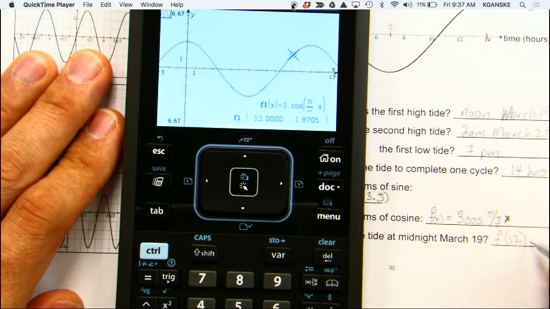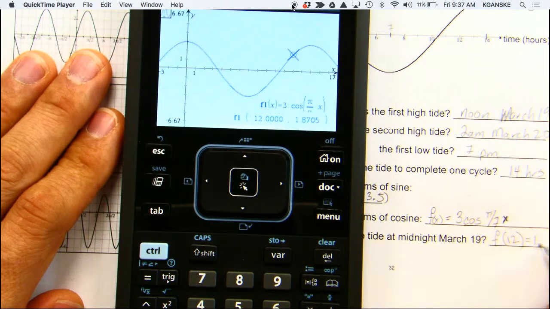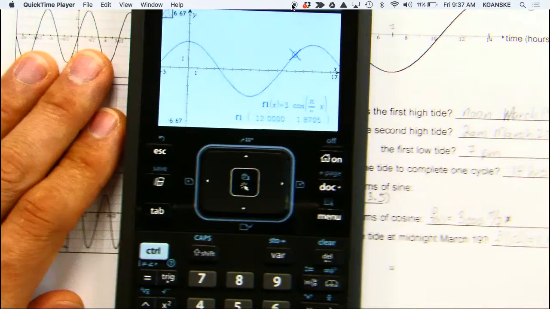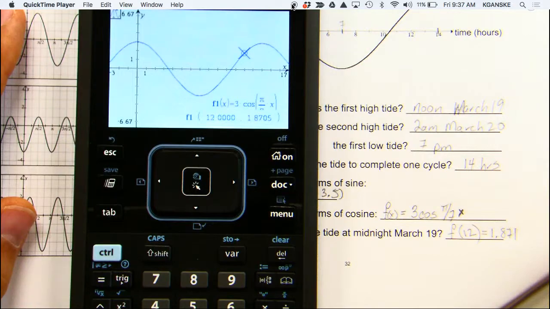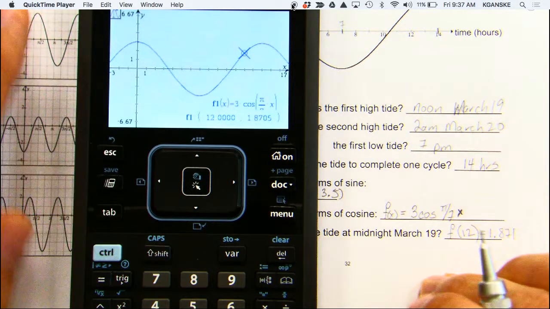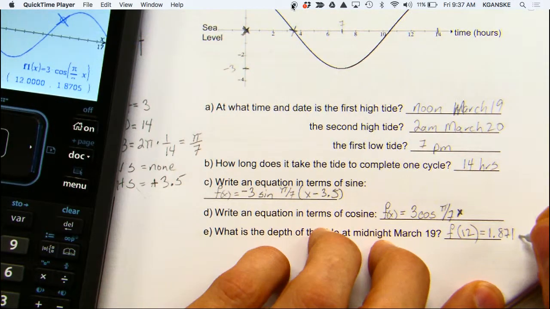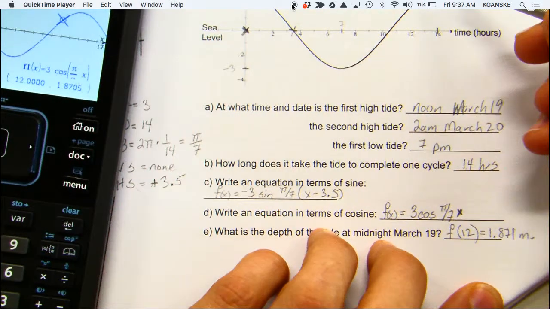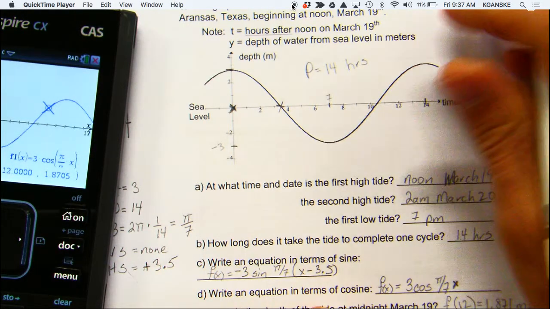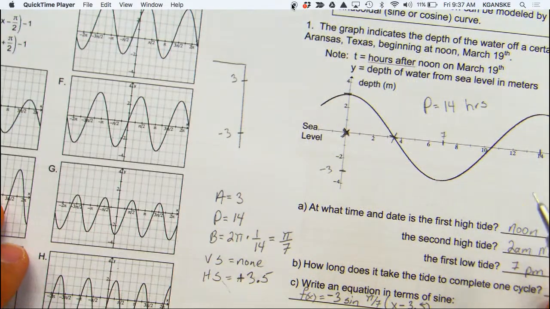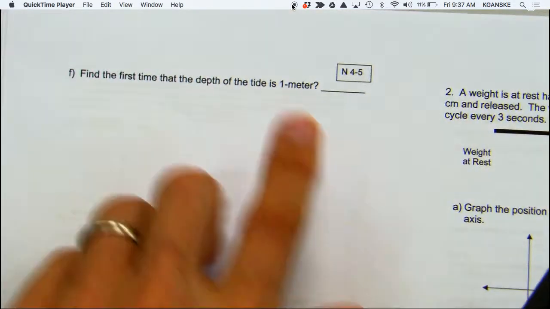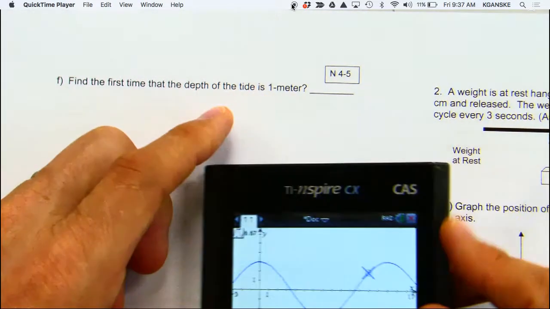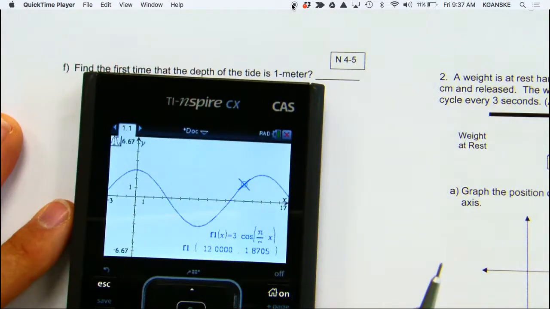So the height of the water is going to be 1.871. 1.871 what? Meters. Meters is right, because the question's in meters up here. And then if you flip, they ask you another one. It says find the first time that the tide is 1 meter. This is the same calculator stuff we've been doing the whole time.